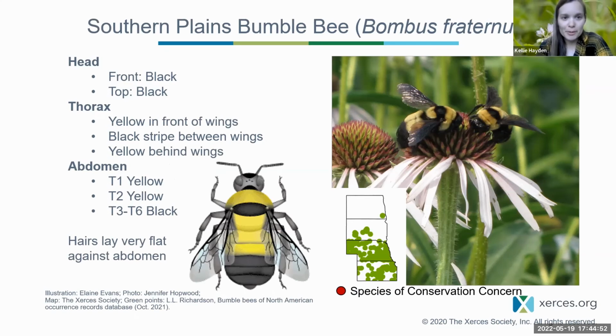Then we have the Southern Plains bumblebee. The front and the top of the head, both black. The thorax, this is where it starts to differentiate a little bit from the previous bees that I've talked about. The yellow is in the front of the wings and behind the wings. And then one of the defining characteristics is that really pretty black stripe that's between the wings. T1 and T2 are yellow. T3 through T6 are black. In this species, the hairs lay very flat against the abdomen. To me, what really stands out for this species is the black stripe on the abdomen, and sometimes they can have really pretty dark wings.